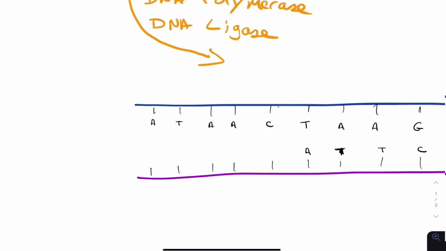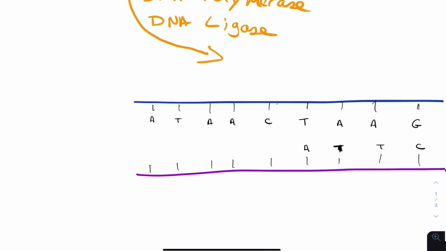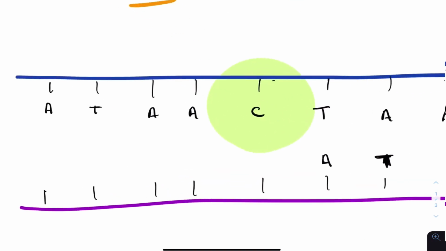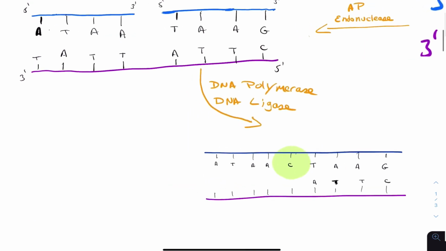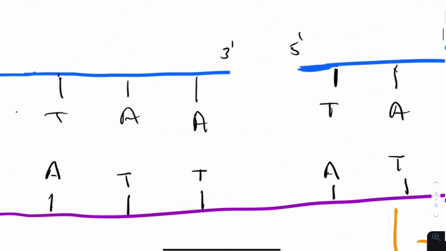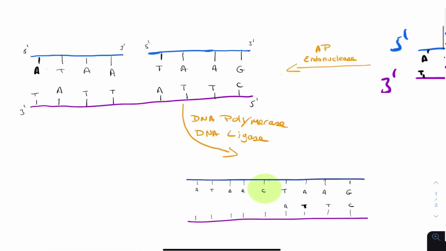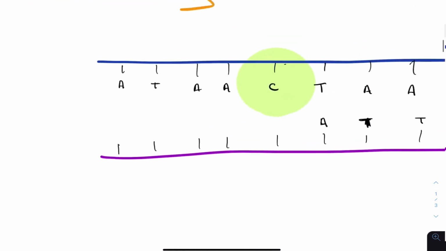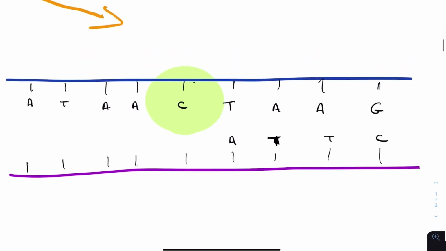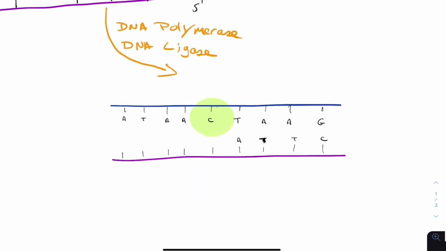Right. So what does polymerase do? Polymerase inserts that missing base. As you can see, this is our missing base over here, right? This is what was gone. If you look over here, we had ATTA, and then we had the gap. So there, ATTA, and then we put the C over here. Okay, so that's what DNA polymerase did.